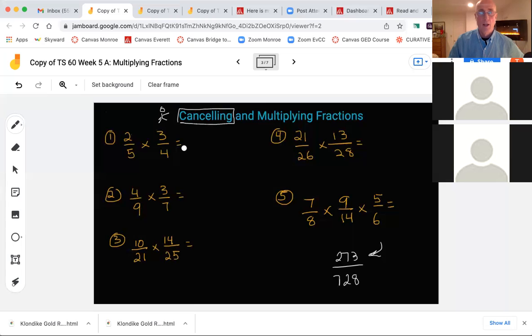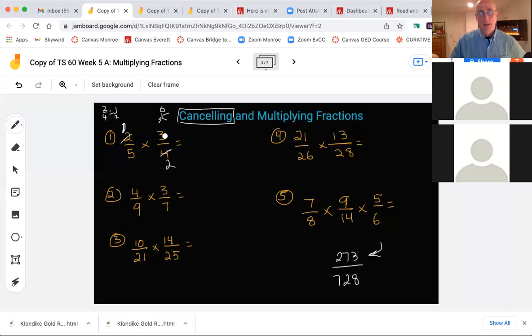Listen carefully. You may cancel any number on top with any number on bottom. So that means you could cancel 2 with 4 because, now listen to why, 2 goes into the top one, goes into 2 one time, and 2 goes into 4 twice. It's just as if I wrote on the board, can you reduce 2 over 4? And you go, oh yeah, well, 2 goes into itself once and then 4 twice. You see how I got the same thing? I have 1/2 here.